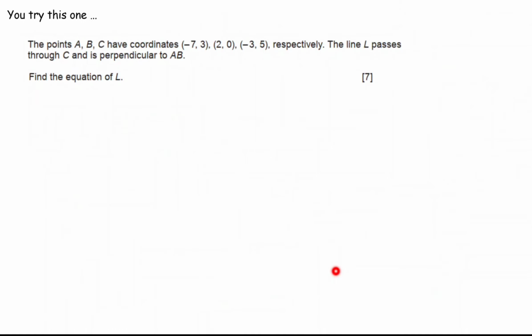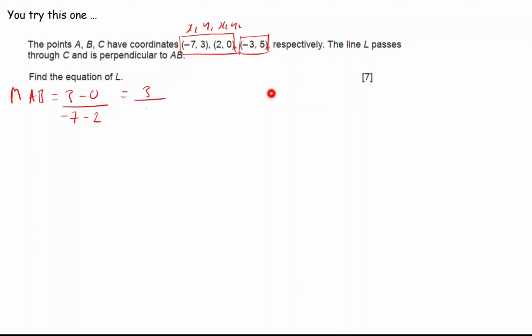Okay, this is one for you to try then, so pause the video and give it a go. So we've got 3 points A, B and C, with this one being our C value. The line L passes through C and is perpendicular to AB. So the first step is to find the gradient of AB. Label these x1, y1, x2, y2. So the gradient of AB, using m as a gradient, is going to be equal to our y1, which is 3 minus 0, over minus 7 minus 2. That's going to give us 3 over minus 9, which gives us minus 1/3.